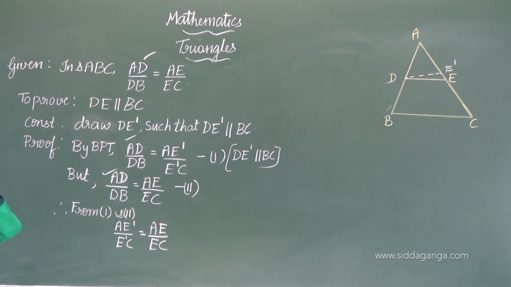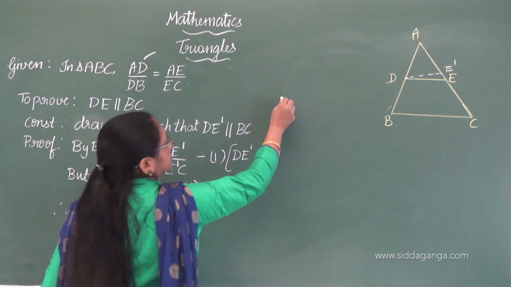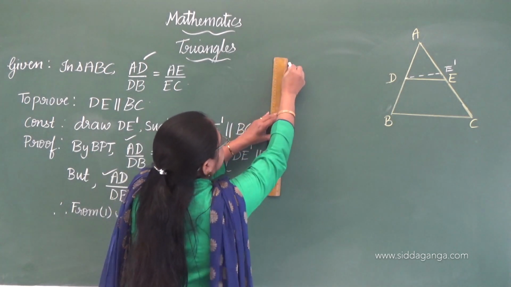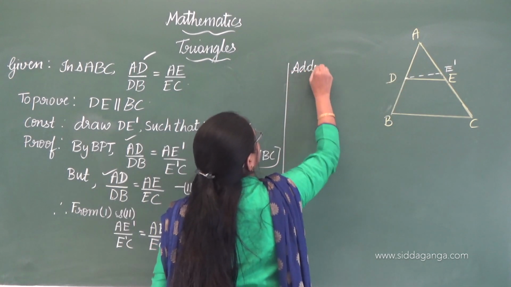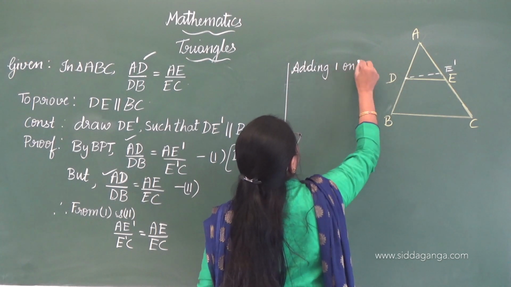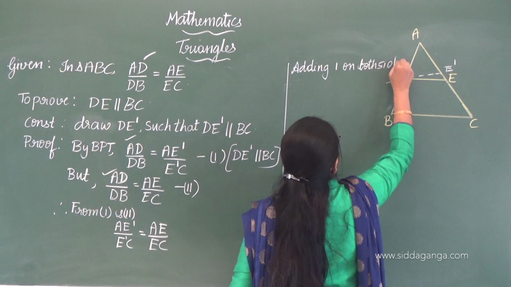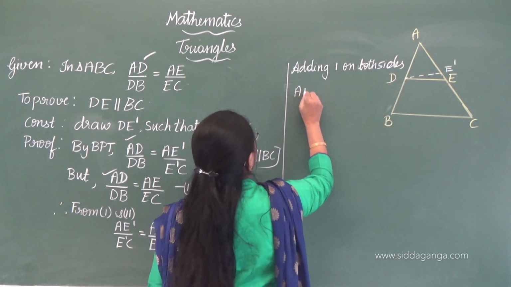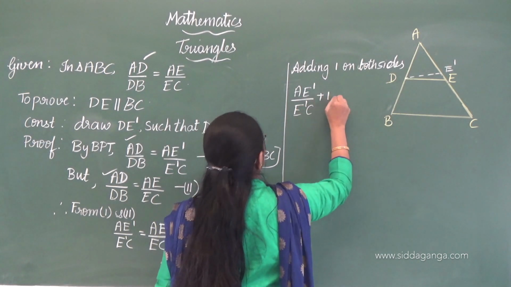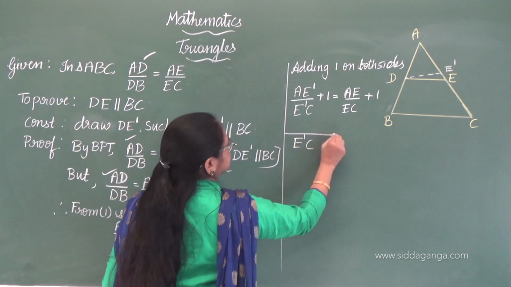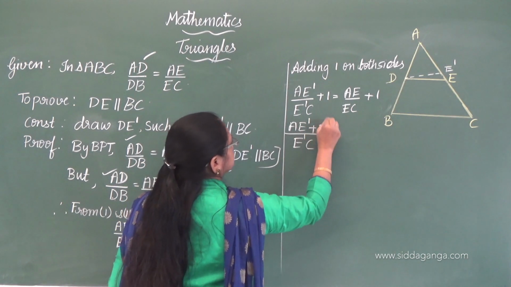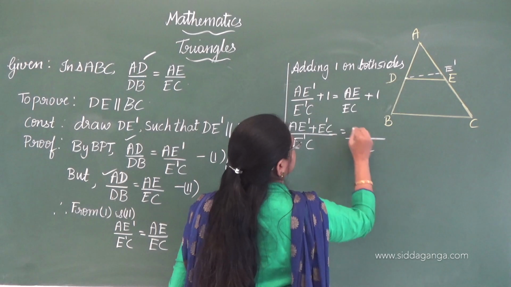Now next, adding 1 on both sides, we have AE dash by E dash C plus 1 is equal to AE by EC plus 1. I am taking the LCM, that is all.